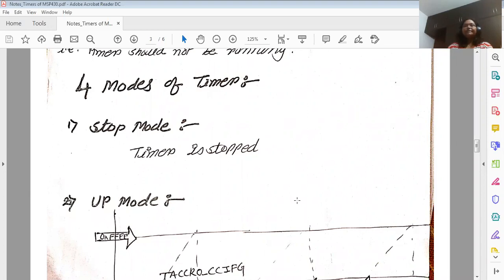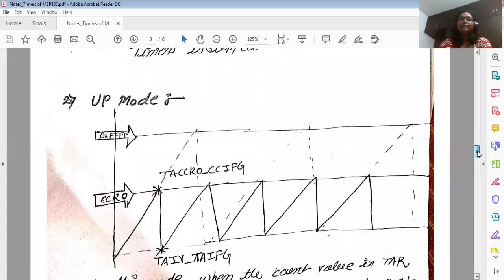So you have four modes of timer, and mode one is stop mode. As its name indicates, in stop mode the timer is stopped or disabled. Whenever you want to disable the timer, you just use the stop mode. Next mode is the up mode.